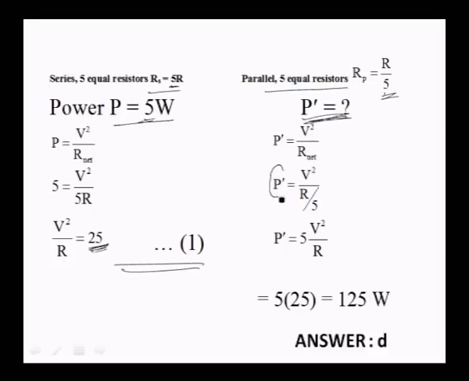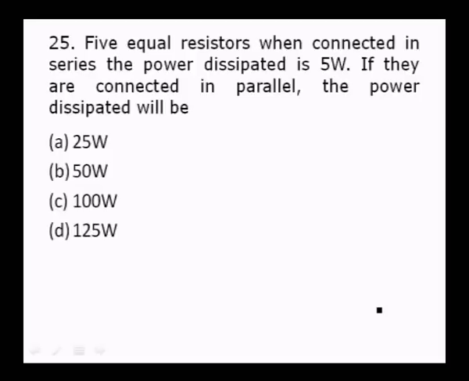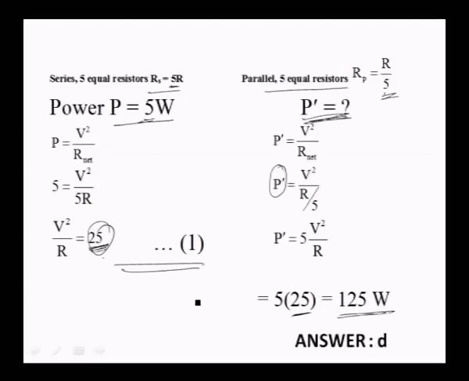You are going to calculate the P dash, that is R net is R by 5, substitute, 5 is shifted to up, it is 5 V square divided by R. V square by R is equal to how much? 25. Substitute V square by R is equal to 25 in this equation, 25 into 5 which gives rise to 125. Therefore, for this the correct option is D, 125 watt.